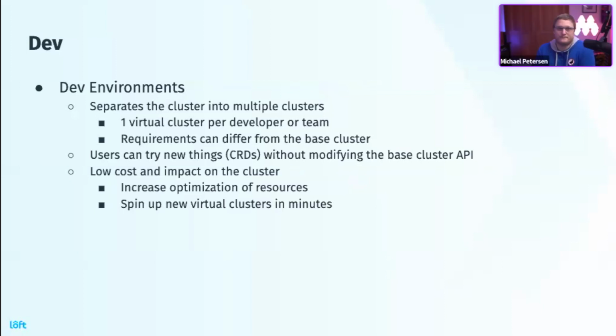So awesome. And so basically, users can try new things, CRDs, without modifying the base cluster API, because when you're installing a CRD, it's going into the vCluster API, and the host cluster API stays the same. That way, the platform team's not getting upset, or you don't need more permissions to install things. Right. And we don't want to support that.